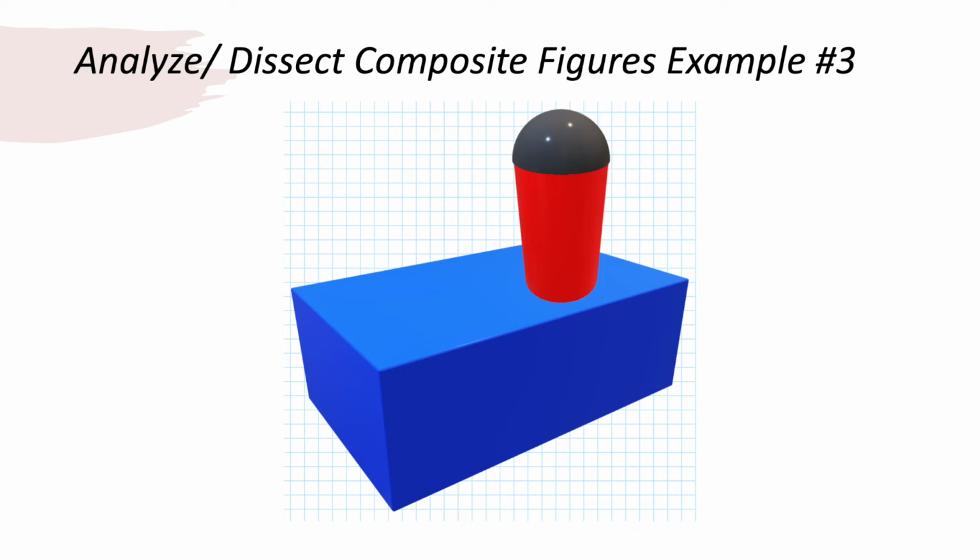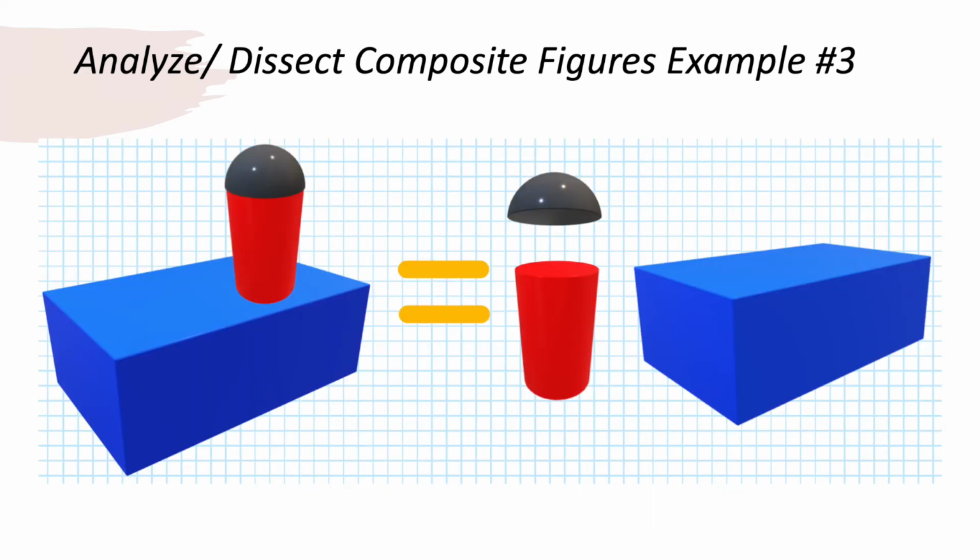What about this composite figure? How would you approach figuring out its surface area and the volume? Yes, break it down into basic 3D figures. Can you identify those basic 3D figures? I'm sorry if that was too obvious. This composite figure is a combination of a hemisphere, a cylinder, and a prism.